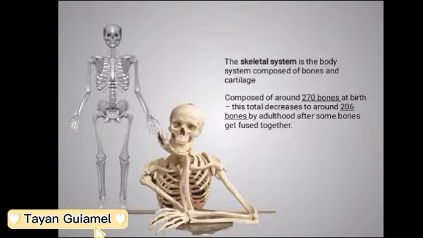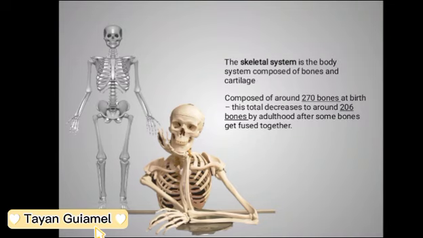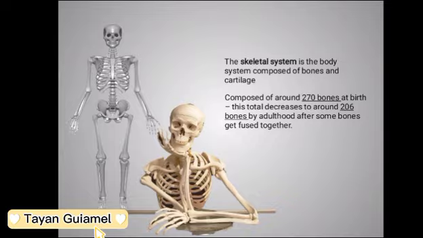Okay, so next, the skeletal system. The skeletal system is the body system composed of bones and cartilage and performs the following critical functions of the human body. The human skeleton is the internal framework of the human body. It is composed of around 270 bones at birth. This total decreases to around 206 bones by adulthood, after some bones get fused together. The bone mass in the skeleton reaches maximum density around age 21.